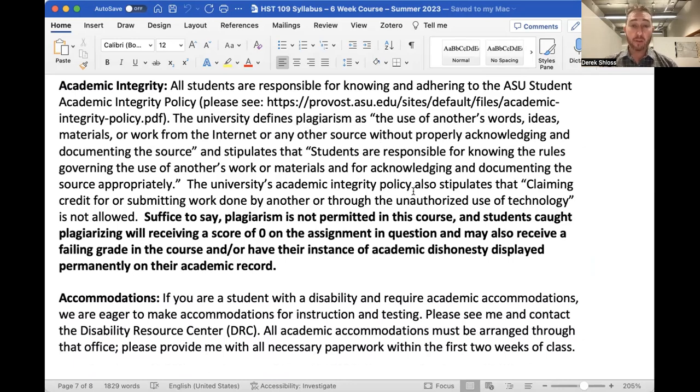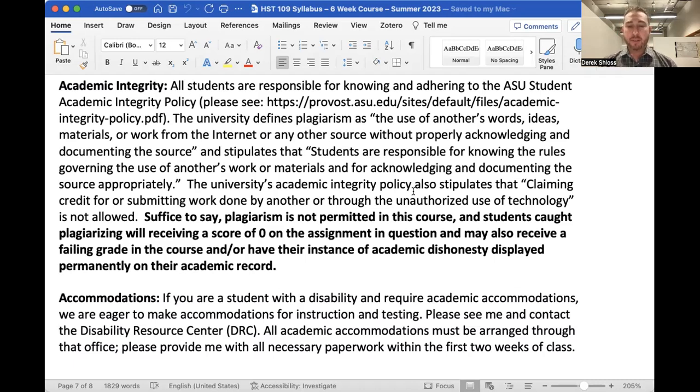work from the internet or any other source without properly acknowledging and documenting the source, and stipulates that, quote, students are responsible for knowing the rules governing the use of another's work or materials and for acknowledging and documenting the source appropriately, end quote. The university's academic integrity policy also stipulates that, quote, claiming credit for submitting work done by another student or through the unauthorized, not an easy word to say, use of technology, end quote, which I'll talk about, is not allowed.